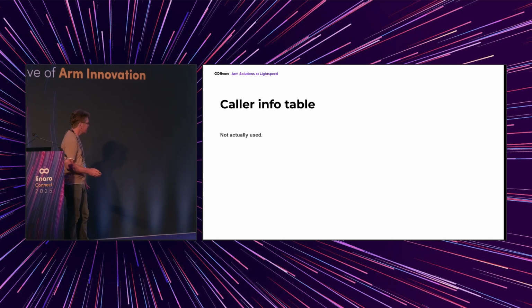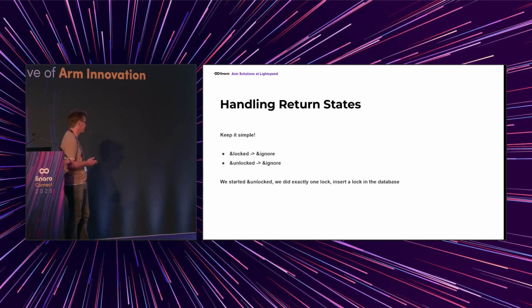The caller info records if the lock is held when you call a function. Currently, that's not actually used, but you could use it just to look up stuff, which I do, but it doesn't print out any warnings. But then the return states, which was an enormous source of frustration, becomes very simple.